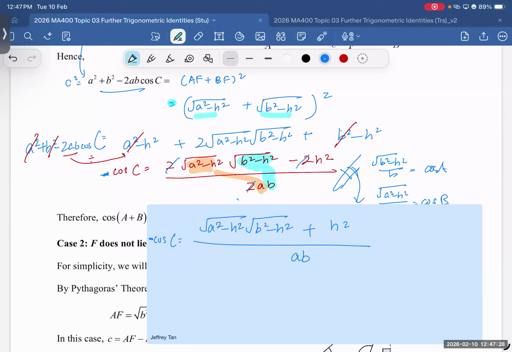There's a minus h square, right? Minus h square, minus h square. So it's minus h square. And it's still minus h square. Oh yeah, sorry. My bad. The only reason for this is I made a mistake.